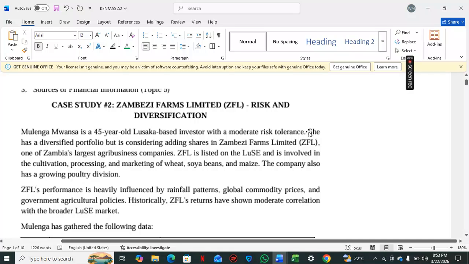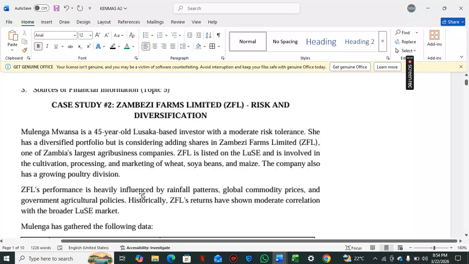Risk tolerance. She has a diversified portfolio but is considering adding shares in Zambezi Farms Limited, one of Zambia's largest agribusiness companies. ZFL is listed on the Lusaka Securities Exchange and is involved in the cultivation, processing, and marketing of wheat, soya beans, and maize. The company also has a growing poultry division.